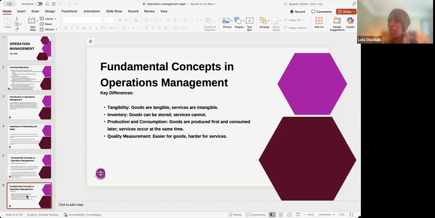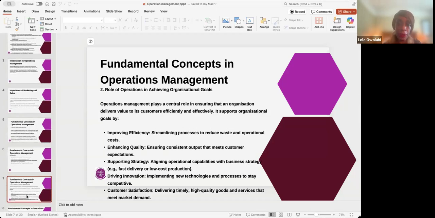With services, what do you think you need to do? You've got to do qualitative and possibly quantitative research. You've got to do your surveys. Do you understand? You've got to rely on customer feedback. How did we do? So that's the differences.